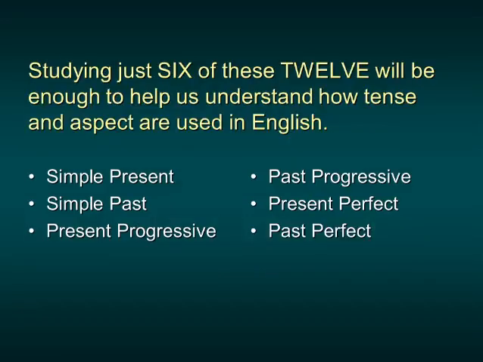Already we discussed it. Studying just 6 of these 12 will be enough to help us understand how tense and aspect are used in English. So out of these we are just going to learn only 6. I mentioned that there are 12 tenses in English, but we are now just going to study only 6 tenses. What are they? Simple present, simple past, present progressive, past progressive, present perfect, past perfect. I think you have studied these tenses in your previous class, in your first semester books. You have studied these 6 tenses.